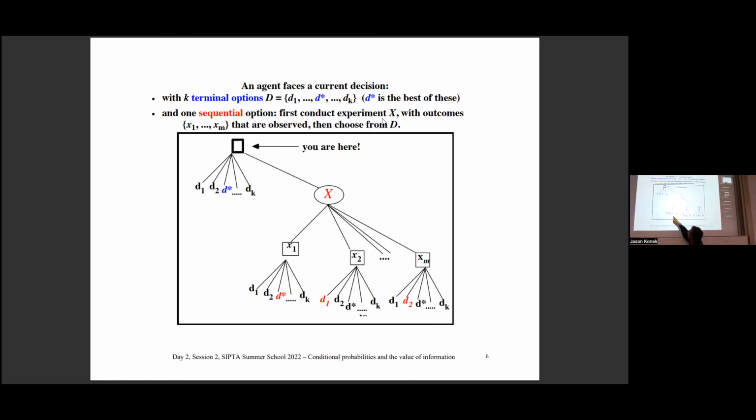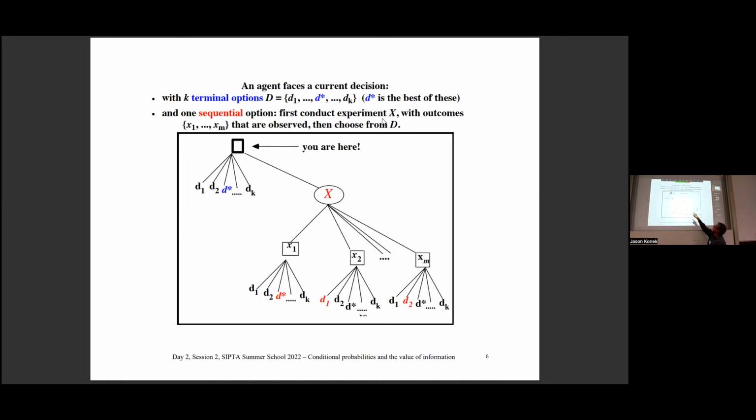This is the conditional expectation of D star given X equals X1, which is the best of those K conditional expectations and so on. So I've got values here, and I'm taking the expectation of those values. Does everyone follow that? So that assigns a single value to this sequential option. I now have K plus 1 options. I have D1 through DK initially, or initially the value I am assigning initially to learning X.